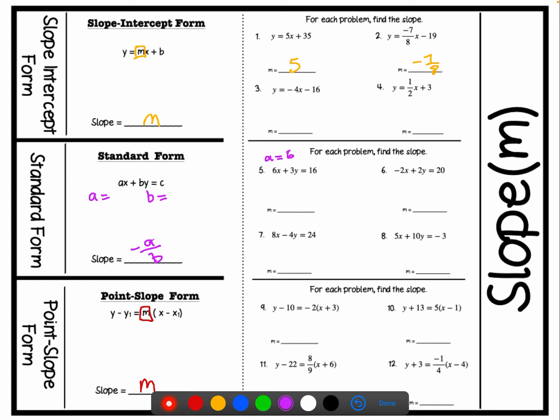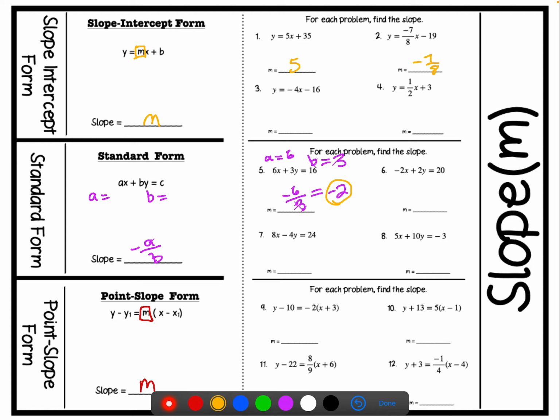And we need to identify our b. So b is 3. Remembering that b is the number in front of our y value. So now that we have our a and our b, now we can plug it into this formula right over here. So we take the opposite of a, meaning since a is positive, we're going to take the negative 6 and divide it by our b, which is 3. Negative 6 divided by 3 is negative 2. So that leaves us with a slope of negative 2.